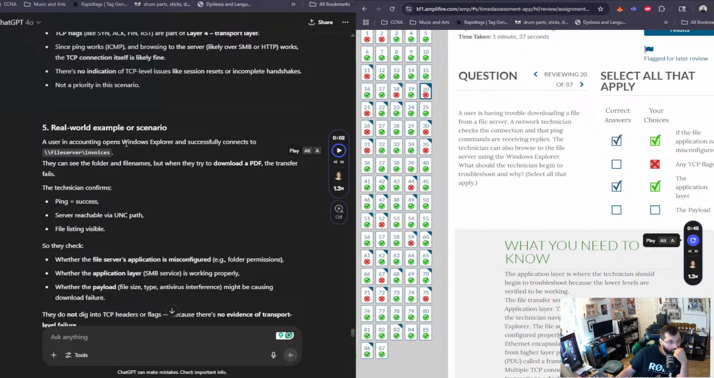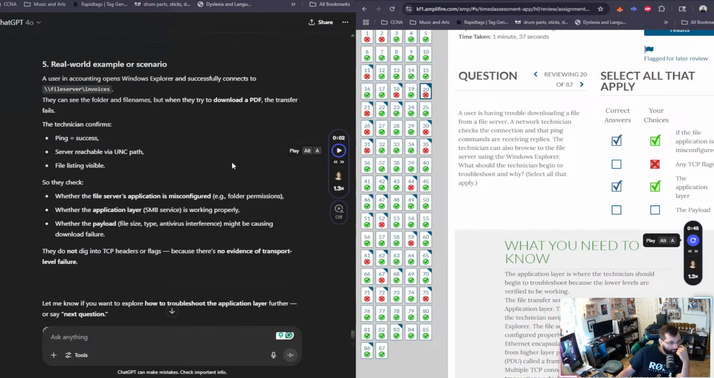Okay, the user in accounting uses Windows Explorer to successfully connect. What are you doing? Weird cat. So the technician confirms that we can ping successfully, the server's reachable, and the file listing is visible. So they check whether the file server application is misconfigured, folder permissions, whether the application layer is working properly, whether the payload might be causing the download failure. See, payload makes sense to me now.